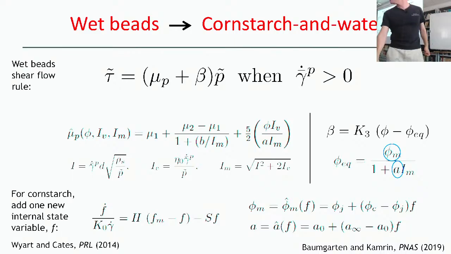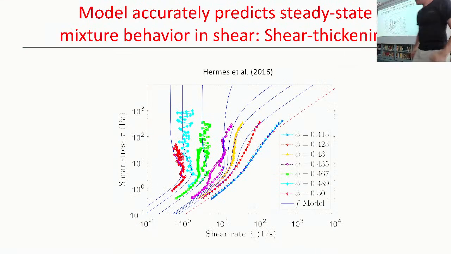What was nice is, if we just run our model, we get what are called shear thickening curves. If you look at shear rate versus shear stress, where you control for packing fraction of your cornstarch mixed in water, you get really wacky looking curves that go from sort of continuous shear thickening to what appears to be discontinuous shear thickening. But all we've done is to add that extra state variable into our wet beads model. That's all we did.